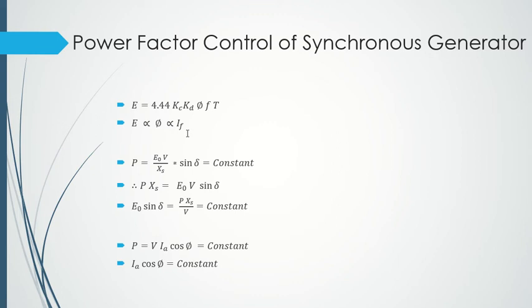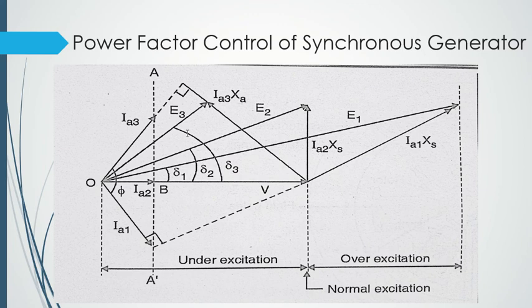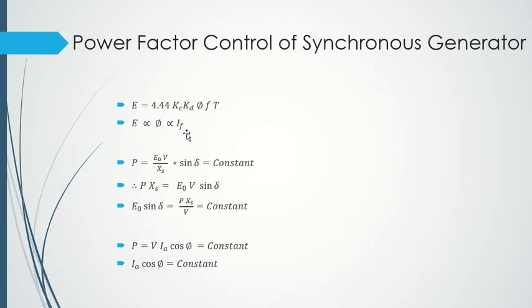Let's say for a constant load, the armature current is Ia1, the EMF is E1, and the voltage across the load is V. Now we will try to plot a phasor diagram based on that. Don't worry, don't get confused after looking at it. We'll slowly move forward.